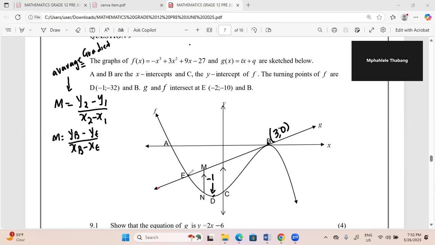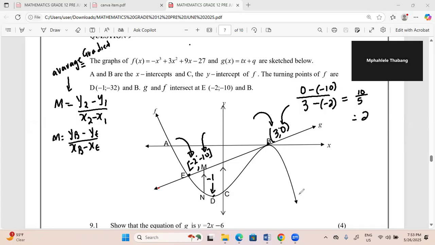So now I have the point E, which is negative 2 and 10, and I have the point B, which is 3 and 0. So it's easy now to find the gradient of the line passing through the points E and B. You say y2 minus y1. Let me take 0 to be my y2, 0 minus, let me take 10 to be my y1, so 0 minus 10 over, let me take 3 to be my x2, 3 minus, let me take negative 2 to be my x1, minus negative 2. So I have got negative 10 over 5, which is negative 2. So the gradient of the line EB is 2.